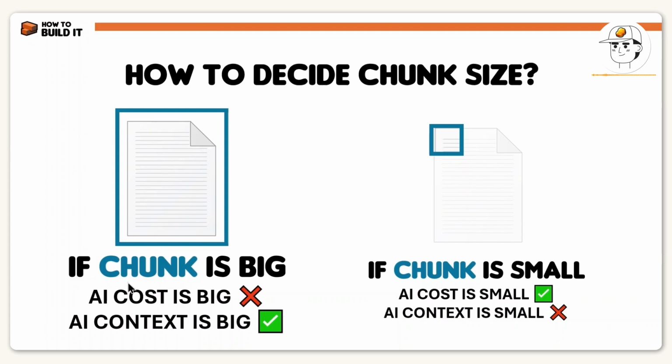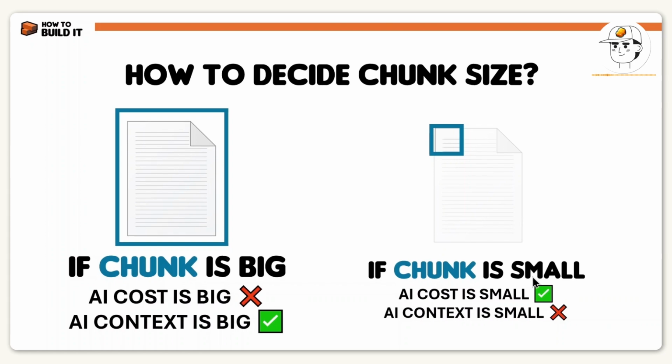As a general rule of thumb, if the chunk size is big, then the AI cost to run is also big, which is not good. But the AI context is also big, which is generally good. And what we mean by context is that your AI agent will read by the chunks and provide information to the user based on those chunks. So if you provide it a huge chunk, then it will take a lot of time to read it. That's why the cost is much more sizable, but it will also have a larger context.